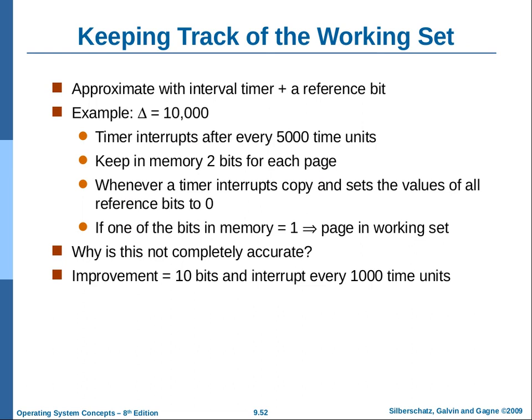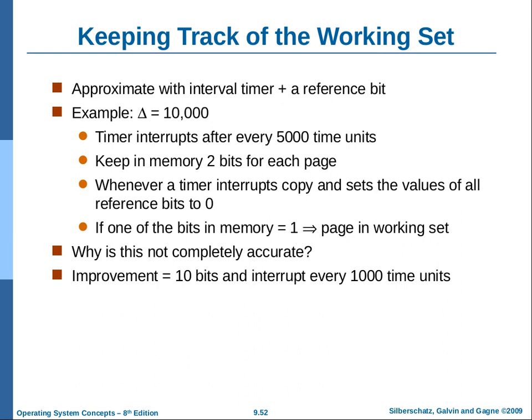So how do you keep track of a working set? Well, literally every delta instructions, you interrupt the process, swap it out, and then keep in memory 2 bits for each page. One was, of course, the reference, and then make that part of the working set. Why is this not completely accurate? Well, it doesn't go back possibly as far. So what you could do is have 10 bits and interrupt every 1,000 units to actually get a little more resolution of what's going on.